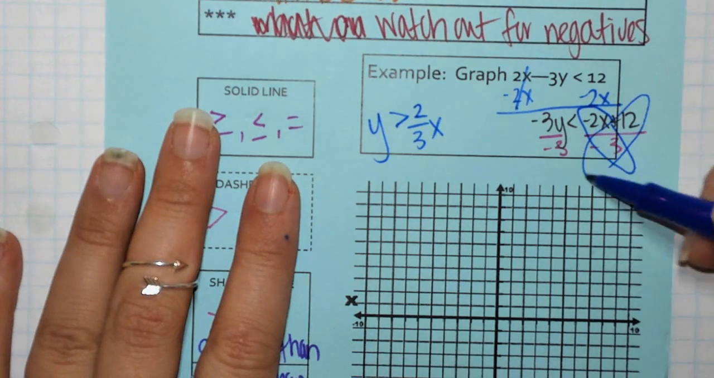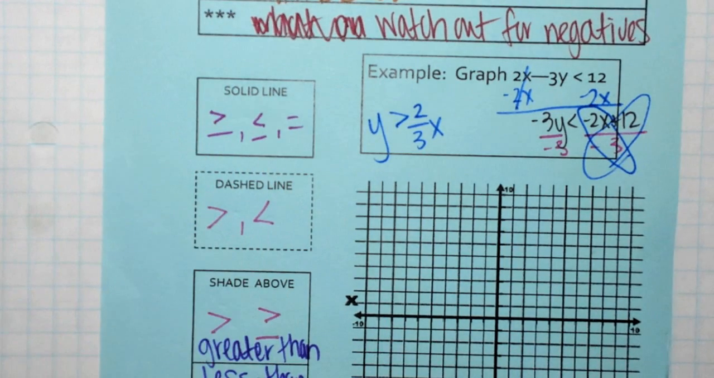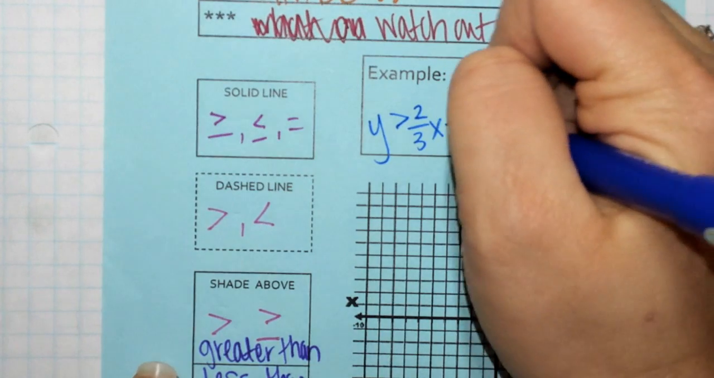And then you do 12 divided by negative 3. What's 12 divided by negative 3? So minus 4.